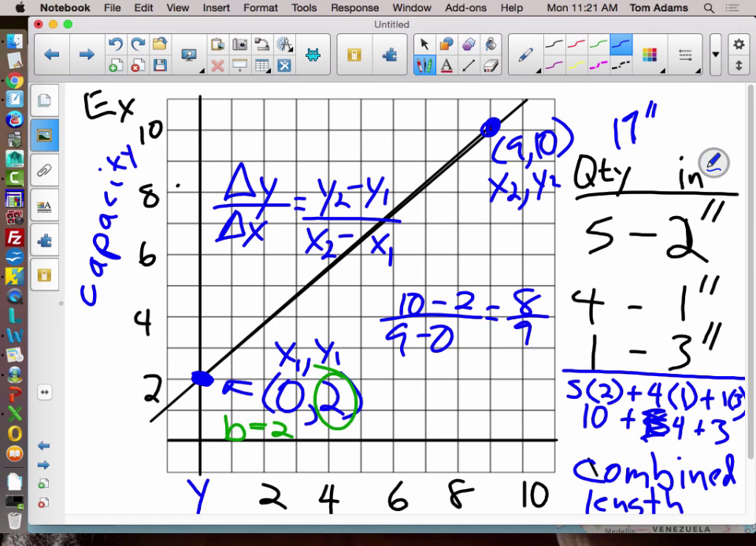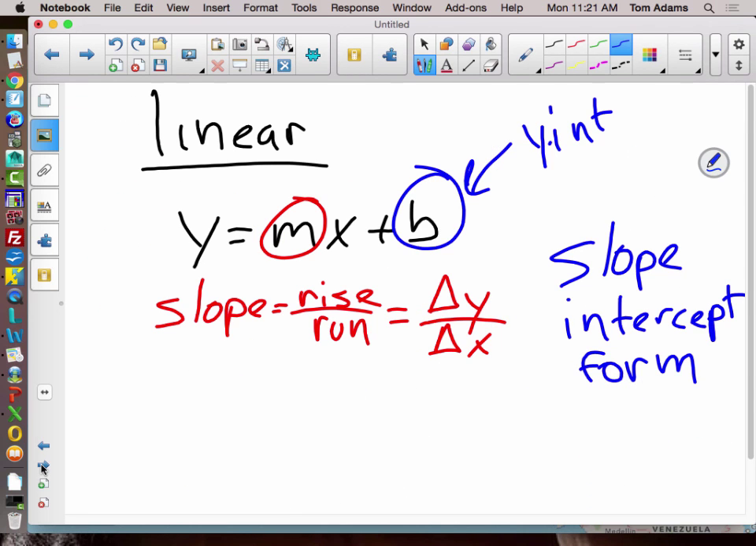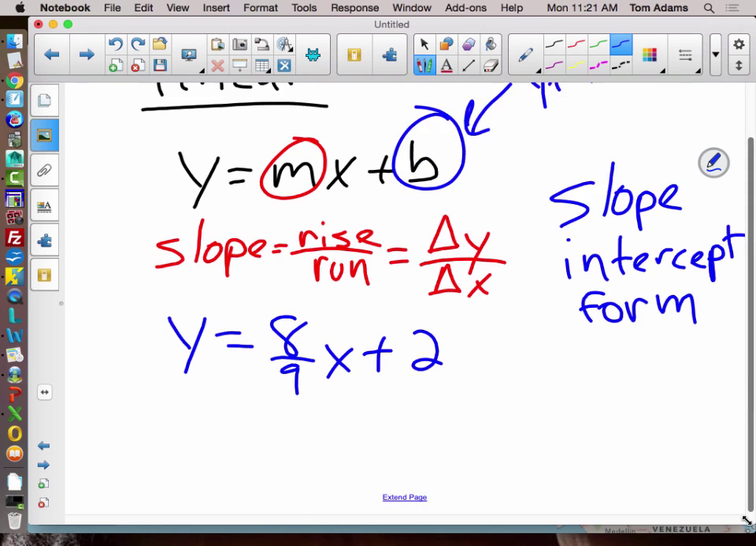All right, so now let's go back. y equals, what was our slope? 8 over 9. 8 over 9 x plus, what was our y-intercept? 2. All right, let's do this. You guys ready for this?